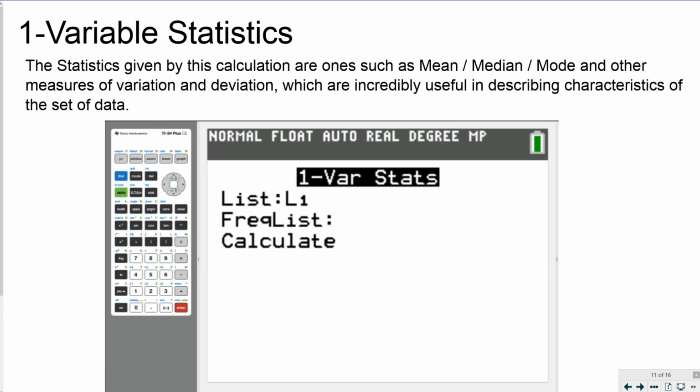When you click the one variable stats option, it's going to ask you what list you want to calculate. This should be the list where you have your data entered. If it isn't, you're going to have to change it. If it's not, you need to change it by highlighting it, and then you would click the second button, and then you would click L1. That button combination would put L1 back there. After you do that, you leave the frequency list alone, and then you hit enter. You go down to calculate and hit enter.